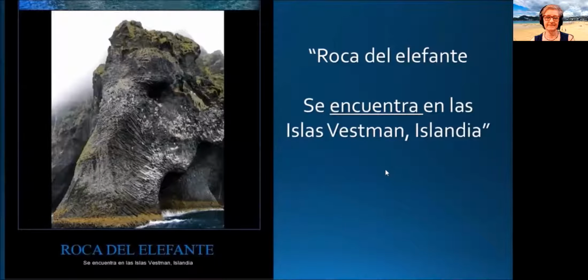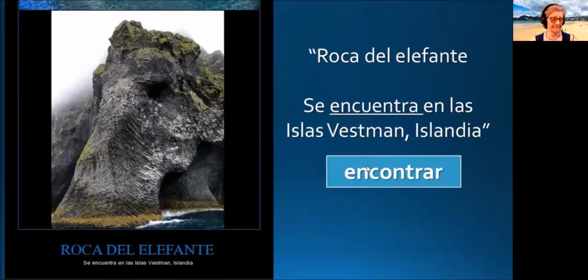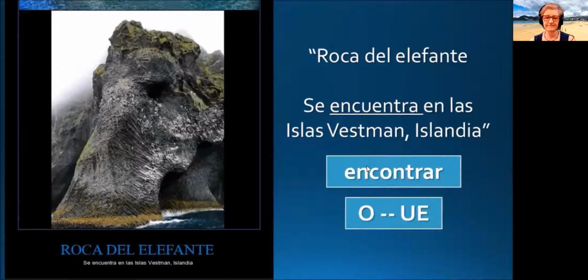Okay, this beautiful rock formation is known as Roca del Elefante. And where is it? ¿Dónde está? Se encuentra en las Islas Vestmann, Islandia. Se encuentra. It is found. It is found in the Vestmann Islands in Iceland. So, se encuentra. It is found. ¿Qué es el infinitivo de encuentra? Encontrar, to find. So once again, we have a O to UE vowel change. Se encuentra.